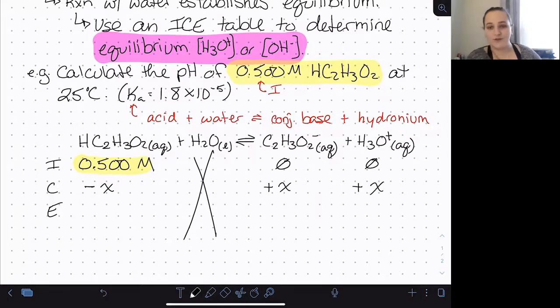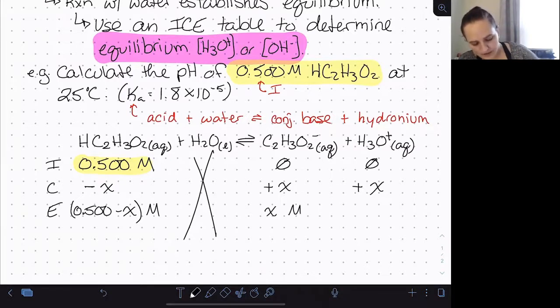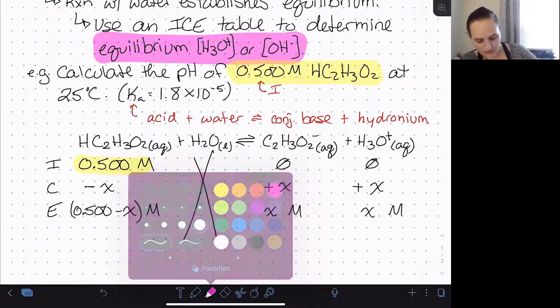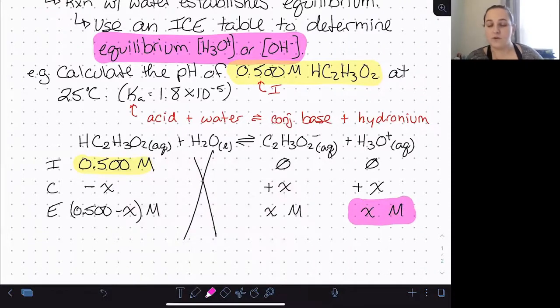All of our stoichiometry is 1 to 1. All of our coefficients are 1, so we'll just have minus x on the left side and plus x's on the right side. So we will have 0.5 minus x molar acetic acid remaining at equilibrium. We will have generated x molar acetate and x molar hydronium. So this is what we're looking to solve for in order to be able to find our pH. We know that pH is the negative log of the hydronium ion concentration, so we need that equilibrium concentration of hydronium to get our pH.